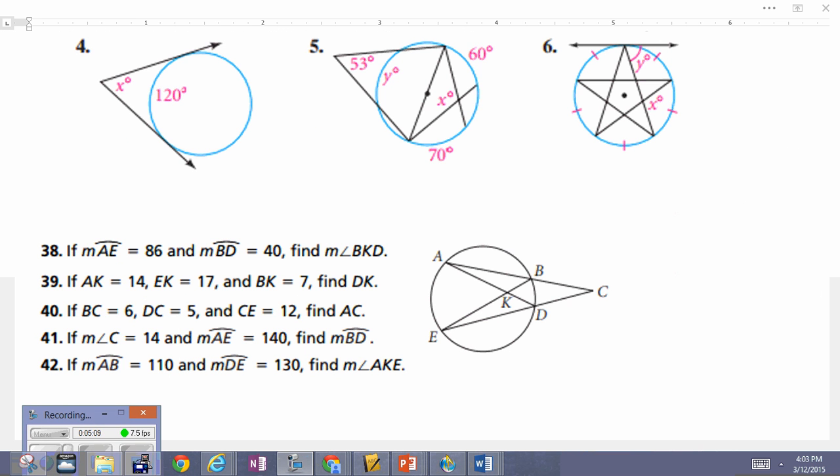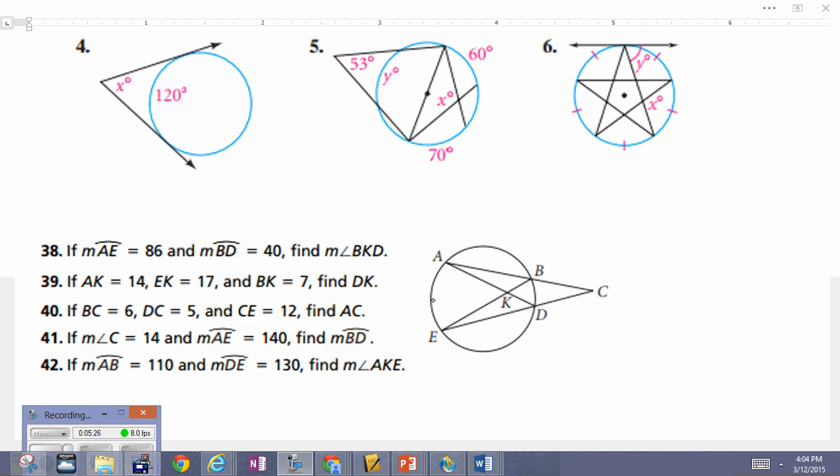Okay, we're going to come back. We're going to look at a couple more of these problems, okay? 38 through 42 all refer to the same picture here, okay? So let's take a look at one or two of those. Let's look at 38. We're going to mark these off.